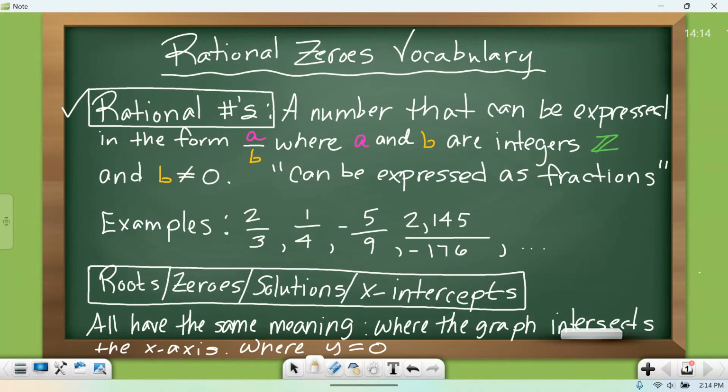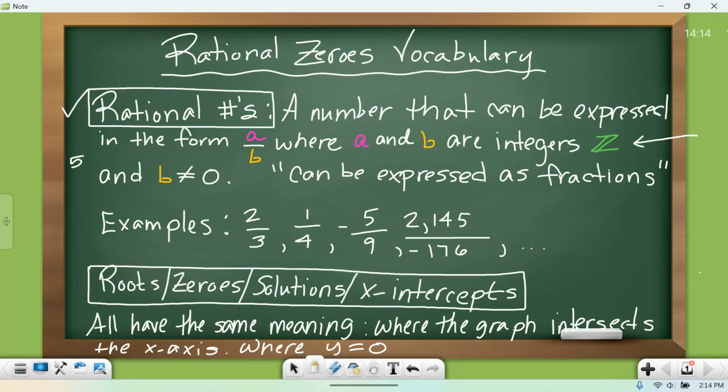Basically, a rational number is a number that can be expressed in the form a over b, where a and b are integers. That's what that capital Z stands for. That's the set of all integers, which is your positive and negative numbers. And b cannot equal 0, because we can't divide by 0.